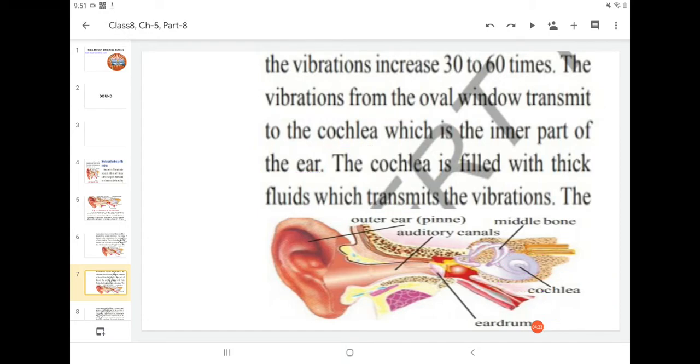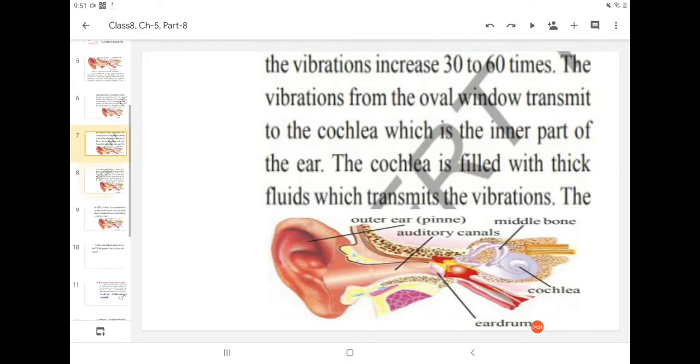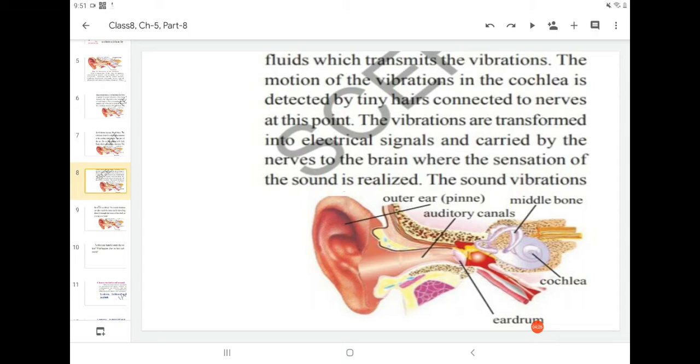So here the motion of the vibrations in the cochlea is detected by tiny hairs connected to nerves at this point. So the vibrations are transformed into electrical signals and carried by the nerves to the brain, where the sensation of the sound is realized.